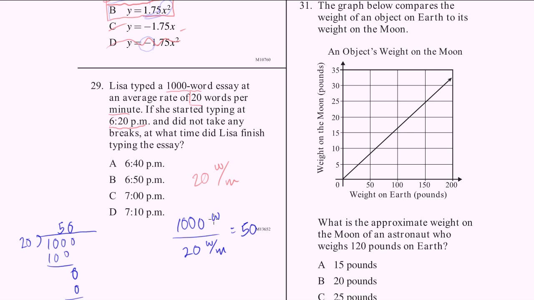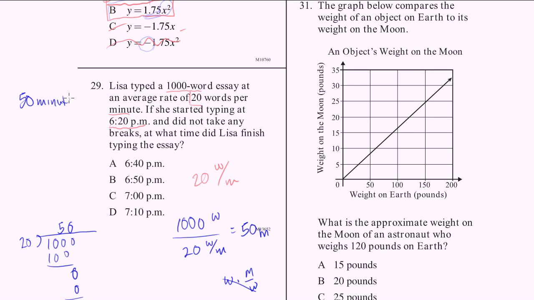And actually, the units work out. You have words divided by words per minute, which is the same thing as words times minutes per word. The words cancel out, and you end up with 50 minutes. If that confuses you, don't worry about it too much. The intuition is what's important. You had a 1,000-word essay. You did 20 words per minute. So it's going to take you 50 minutes. 50 minutes times 20 words per minute is equal to 1,000 words. So you're going to have 50 minutes.